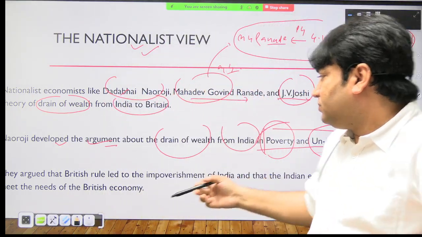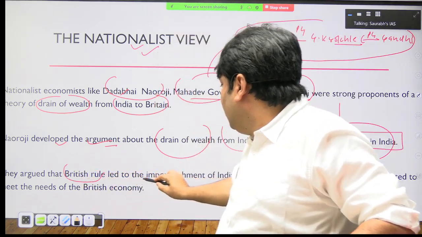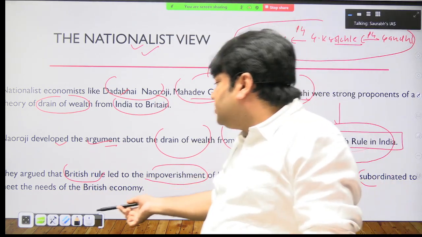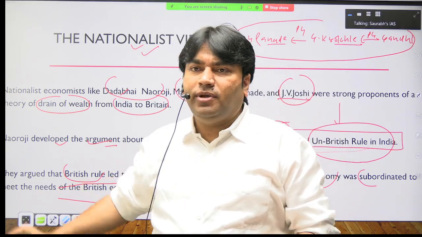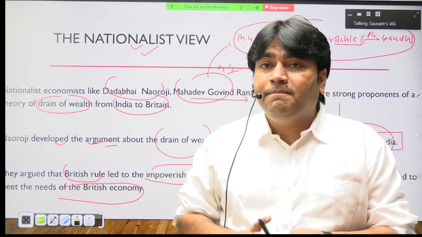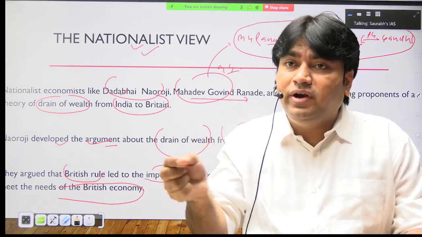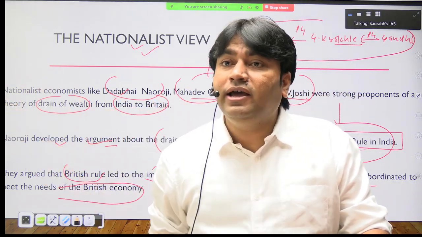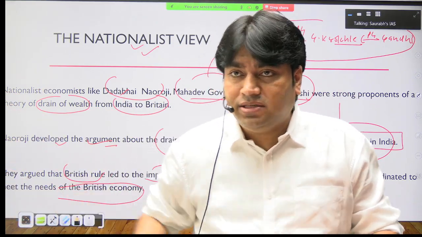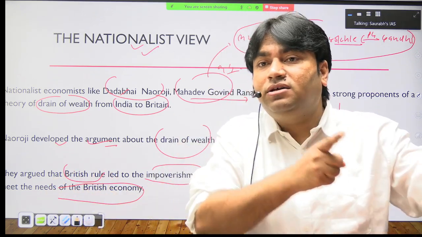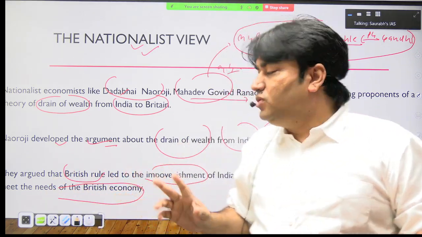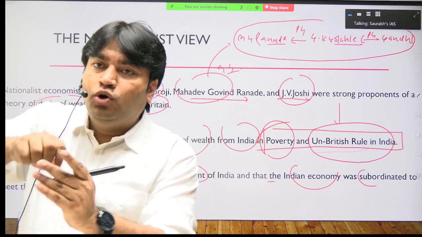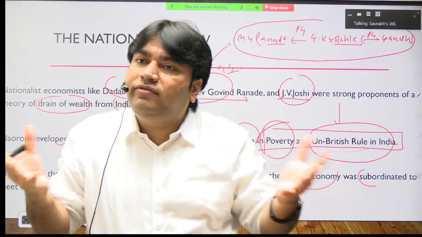Got it? Now, they argued that British rule led to the impoverishment of India and that the Indian economy was subordinated to meet the needs of the British economy. Nationalist historians are saying that the cause of India's poverty, impoverishment, the increased number of famines, the increasing intensity of the famines, the reason for all this is the British rule. That is the root cause. Indian economy has been subordinated to fulfill the needs of British economy, and that is the definition of colony.